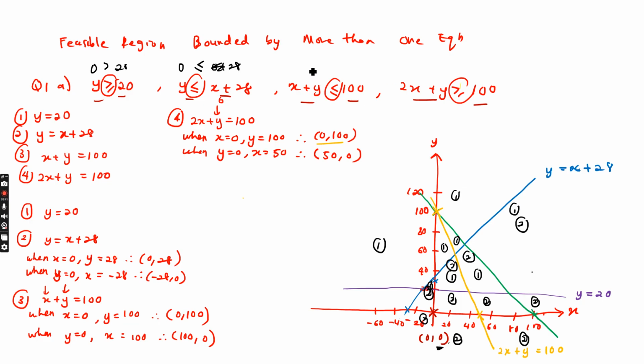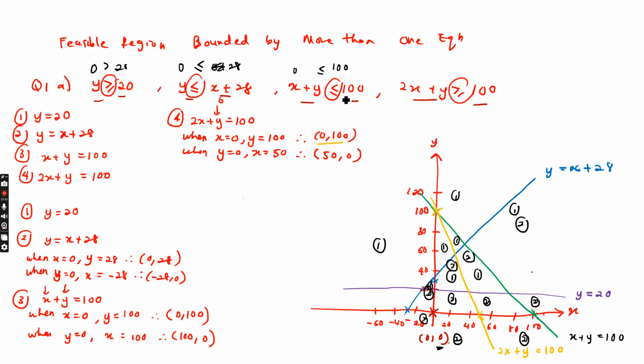Okay, and then the next one we have the third inequality, which is x plus y less than or equal to 100. So I substitute 0, 0 inside. So 0 plus 0, you're going to get 0, less than 100. Is it true? It is true. So find where is your line graph for x plus y. X plus y is the green one here. I forgot to put. Okay, the green one, x plus y equal to 100.